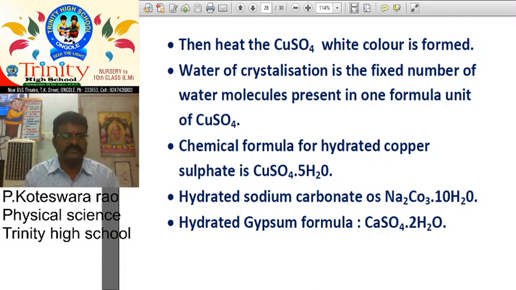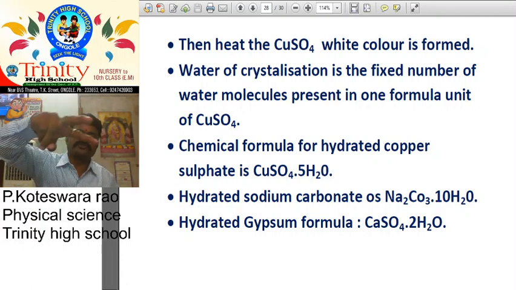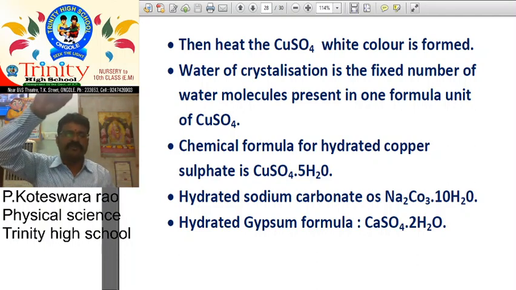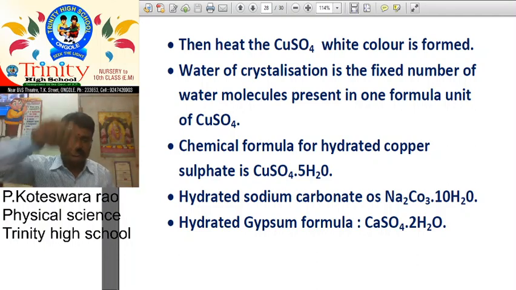Have you understood this activity? What we did, once again: we take copper sulfate in a dry test tube. The test tube or boiling tube is held with tongs or a test tube holder, then placed on a Bunsen burner and heated. After some time you can observe the color. What is the first color of the copper sulfate? Blue color. While heating, you can observe some water droplets forming inside the test tube.